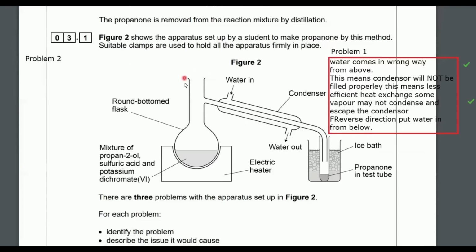Problem 2. So let's have a little look. Oh, look, there's no bung at the top of the round bottom flask. What's the problem there? Some of our propanone is going to escape.